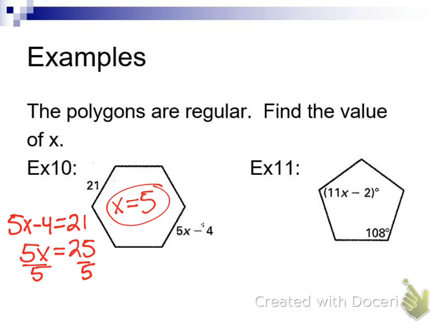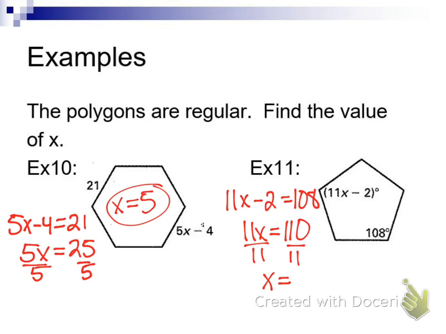Now on number 11, it's set up differently. We are not given sides. What are we given instead? Angles. But it's still regular. So what do we know about the angles? They're congruent. So what equation can I set up? 11x minus 2 equals 108. How am I going to solve it? Add 2. 11x equals 110. And then? Divide by 11. What do we get for x? 10.